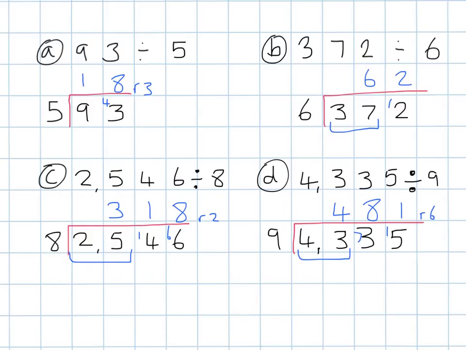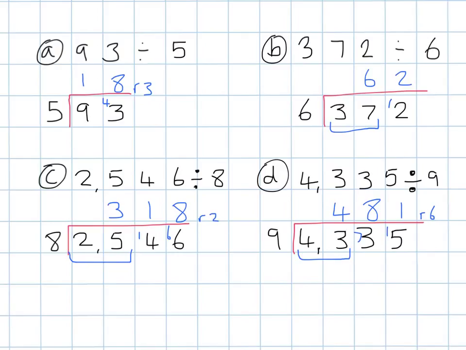2,546 divided into 8. Once more, I can't get any lots of 8 from 2, so we'll look at 25. I can get 3 lots of 8 from 25. 3 times 8 is 24. So I put 3 up there and I carry 1 over. I can only get 1 lot of 8 from the 14, so I'll put 1 up there, and I have to carry 6 to the 6 over here. So I've got 66. And I can get 8 lots of 8, which is 64 from the 66, and that leaves me with a remainder of 2.